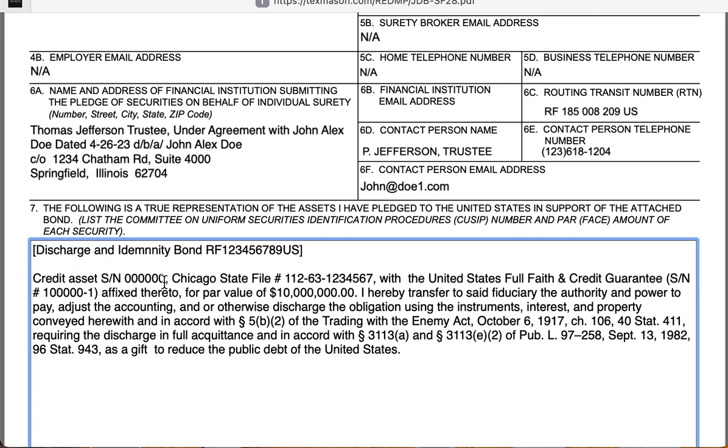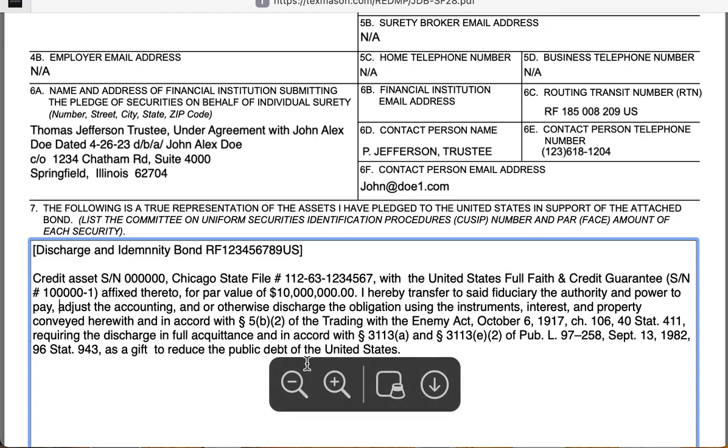Credit asset serial number 123, state file number 1234, with the United States full faith and credit guarantee serial number 123 affixed thereto, for the par value of $10 million. That is the par value that I am negotiating it for in this transaction. That's why it has the value.